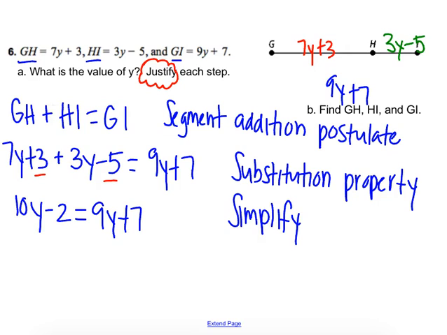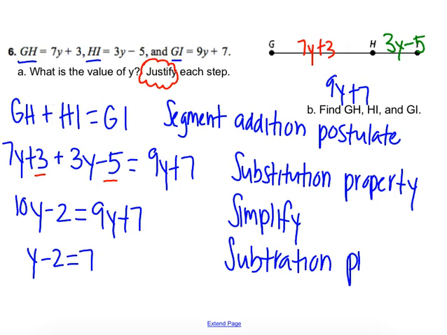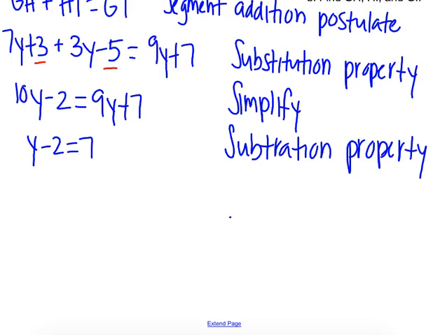Again, we're just solving for y, so I want to get all my y's to one side. So I'm going to move my 9y over by subtracting. So 10y minus 9y is just y, minus 2 equals 7. And that was the subtraction property. Now our last step is to get y by itself by adding 2 to both sides. So I'm going to get y equals 7 plus 2 is 9. And that is the addition property.